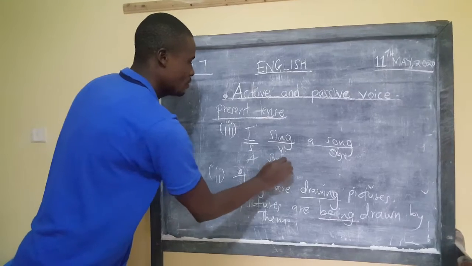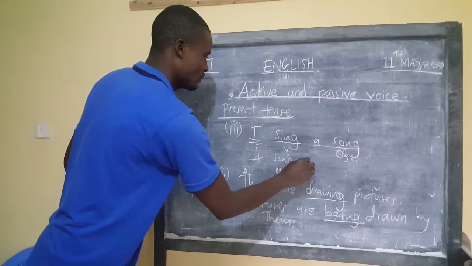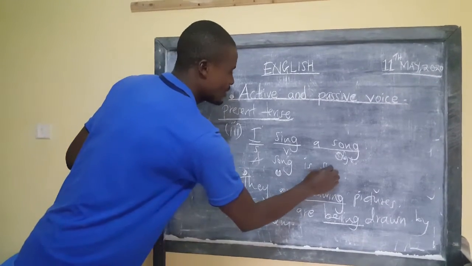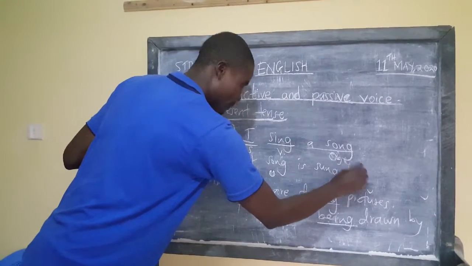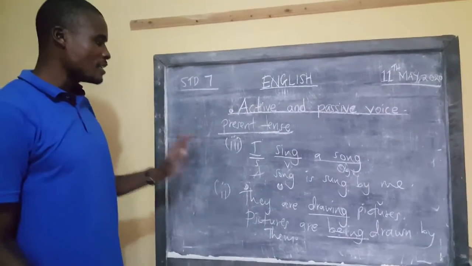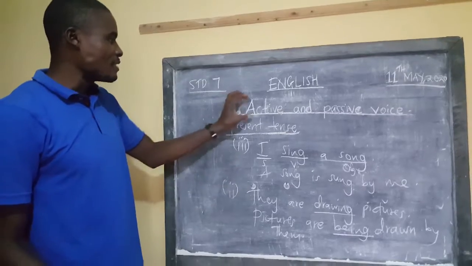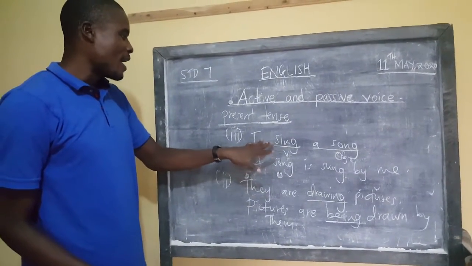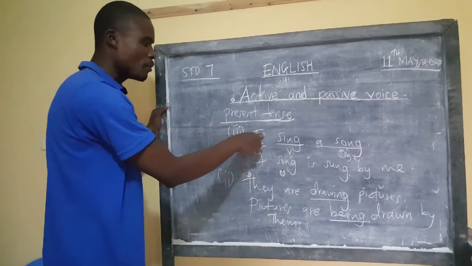A song is sung by me. Why do we say that but we can't say a song is sung by I? When you are writing sentences in the active voice, you talk of I. This is a nominative pronoun.